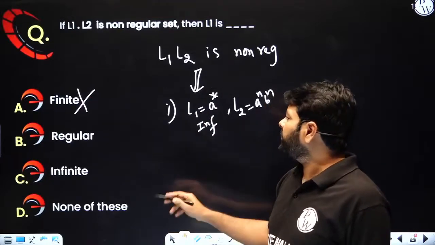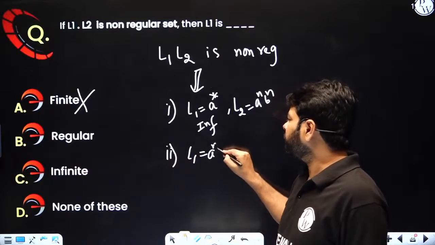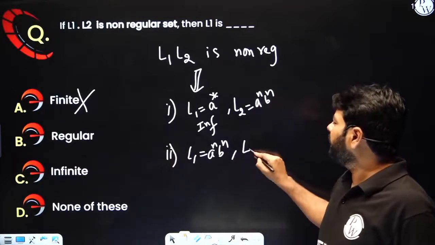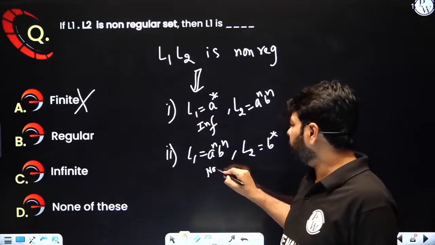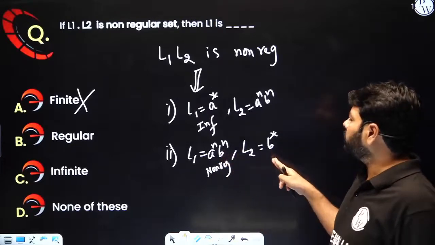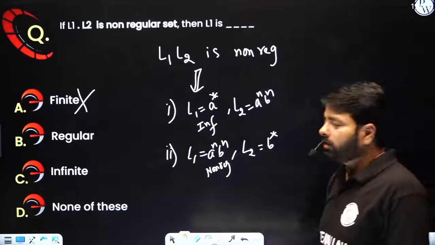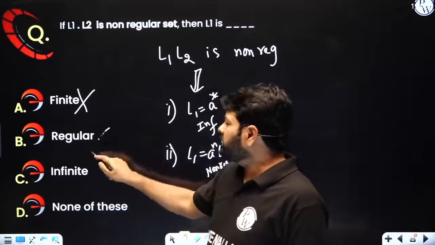What about regular? So I'll just put the reverse. L1 is A power n, B power n, where L2 I take B star. Fine, it's non-regular. But still A power n, B power n dot B star will produce non-regular, as the number of B's is more than the number of A's when you have A's followed by B's. So this is also wrong.